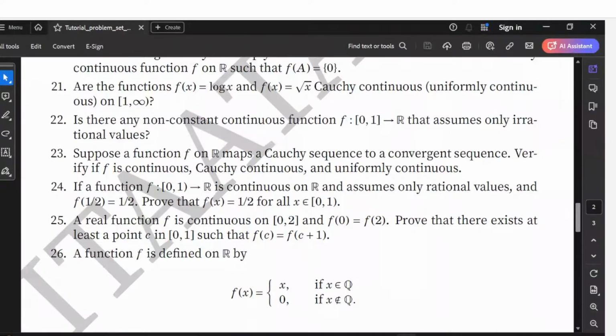So suppose there is a point where it is not equal to half. That point may be less than half or greater than half. Let's say f of x1 is not equal to half. Now either x1 will be less than half or x1 will be greater than half. If x1 is less than half, consider the interval x1 comma half.